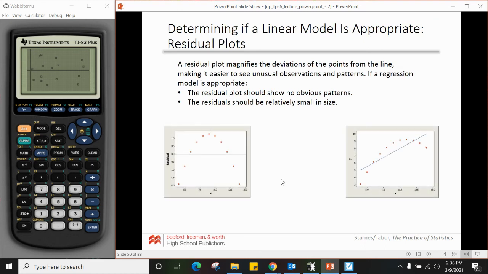Here are two examples where it wasn't appropriate. Here's my residual plot to my left, and you can see, hey, this is a pattern, a parabola, more or less. There's a pattern here. So this residual plot would tell me that the linear model is not appropriate. Okay. For ours here, there's no pattern, so it is appropriate.